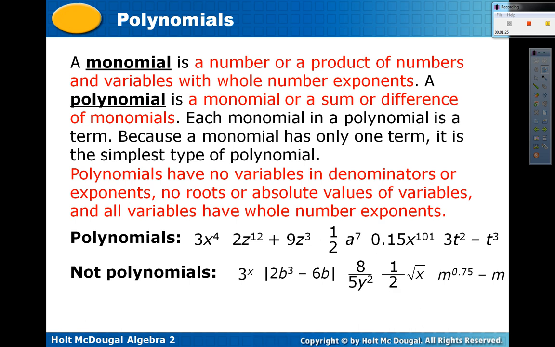Here are some examples of non-polynomials. The first one, 3 to the x, you cannot have a variable as an exponent. The next one, the absolute value of 2b to the third minus 6b, you cannot have absolute values. The next one, a over 5y squared, you can't have a variable in the denominator. The next one, 1/2 the square root of x, you can't have the square root in order for it to be a polynomial. And then for the last one, m to the 0.75 minus m, you cannot have a non-whole number for an exponent. So those are examples of non-polynomials.